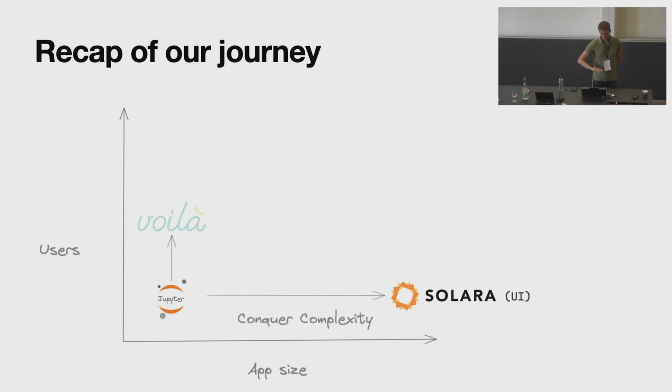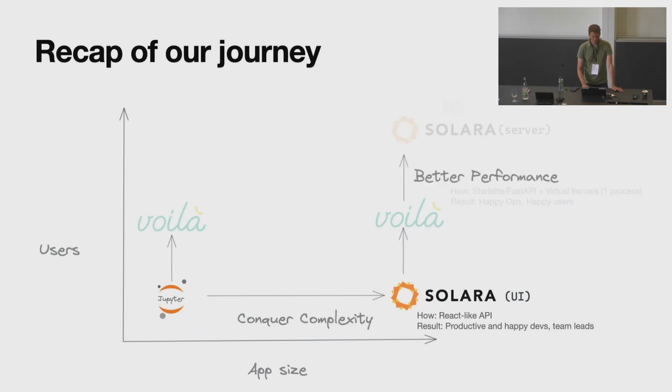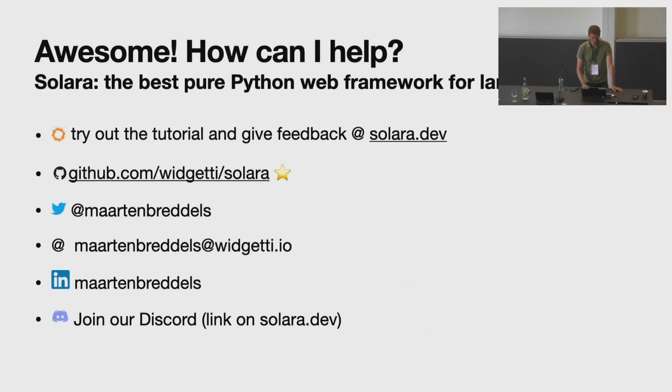Okay, so recap of our journey. We went to the right, using Solara to conquer code complexity. And we can still use Voila. So if you're already using ipywidgets with Voila, you can basically use only the UI part to make larger apps. And for the better performance, you can switch over to Solara Server if necessary. So awesome. Hopefully I convinced you that Solara, in my opinion, is the best Python web framework for larger, more complex apps.